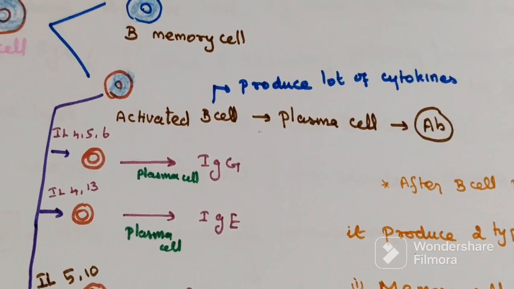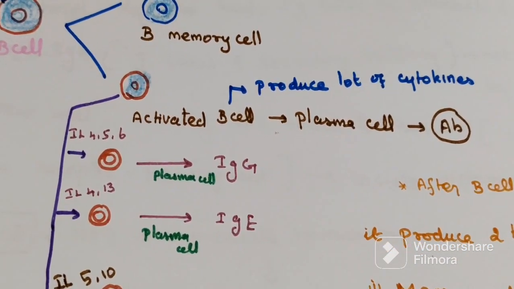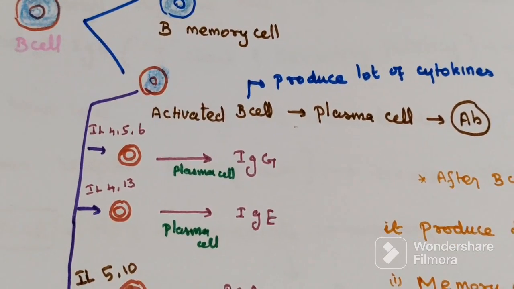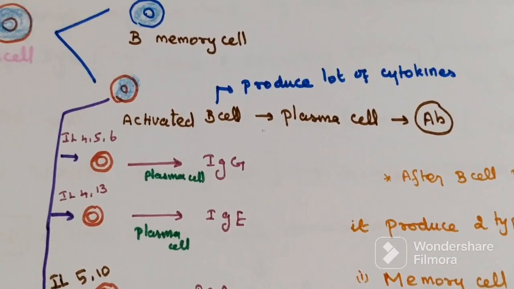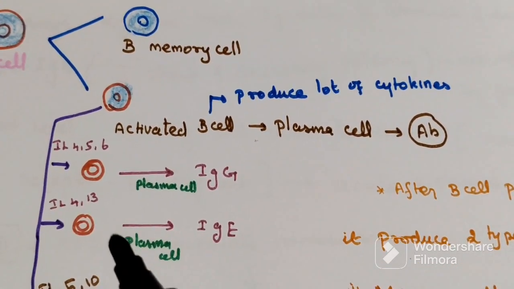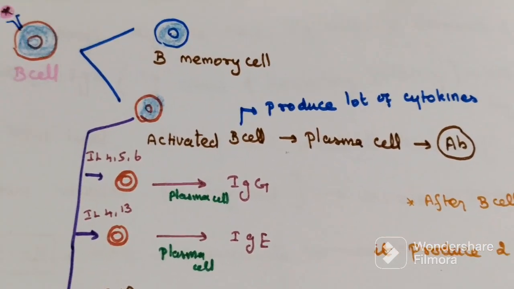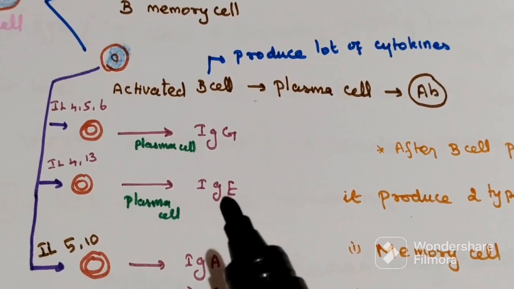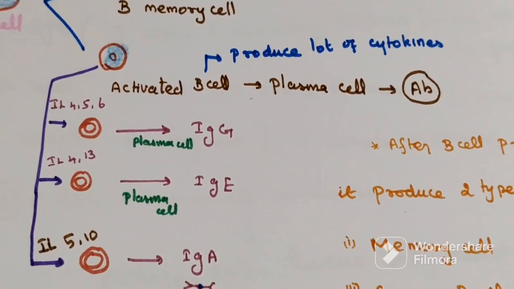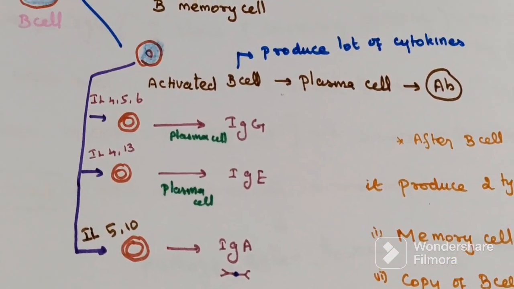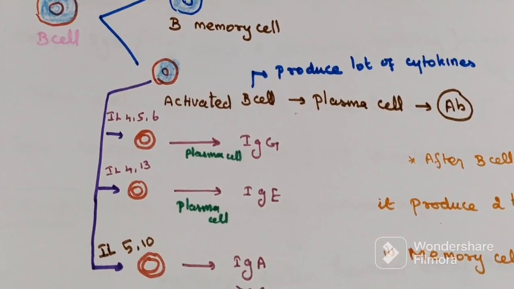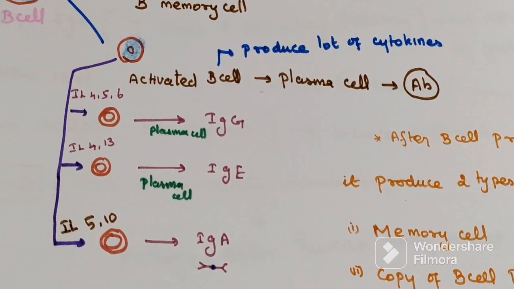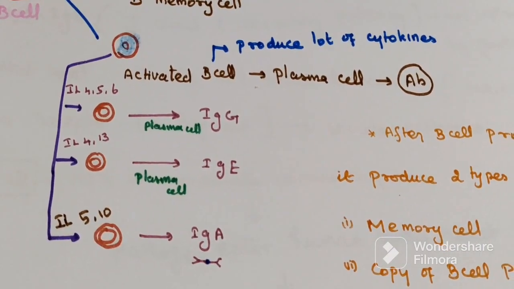When interleukin 4, 5, 6 are released, the plasma cell produces IgG antibodies. This one is the common one. When interleukin 4 and 13 are released, it produces IgE antibodies. This production is high whenever there is an allergic reaction. When interleukin 5 and 10 are released, it produces IgA antibodies, which fight against bacteria present in the respiratory and digestive tract.